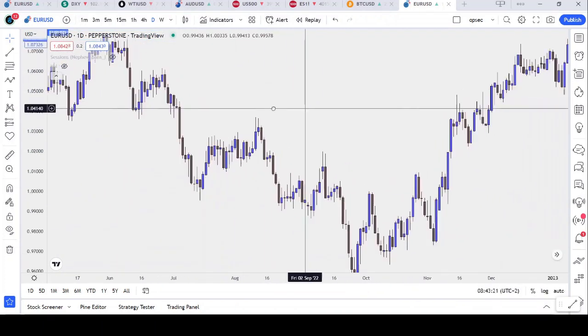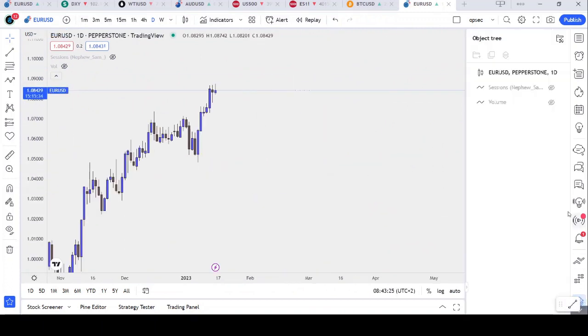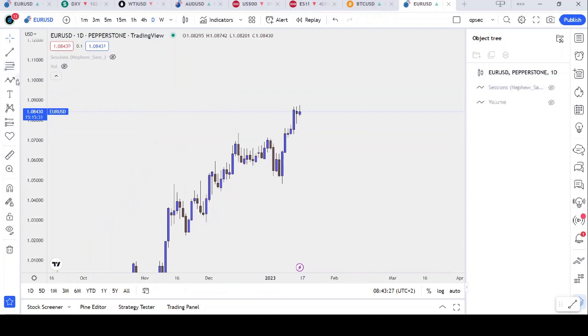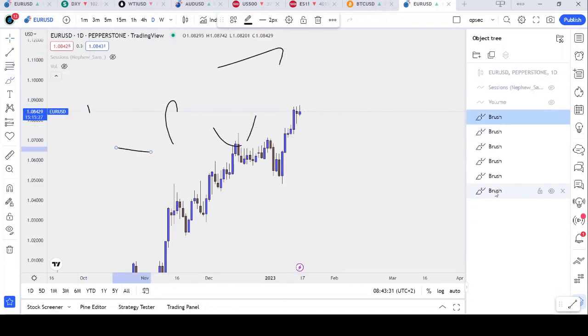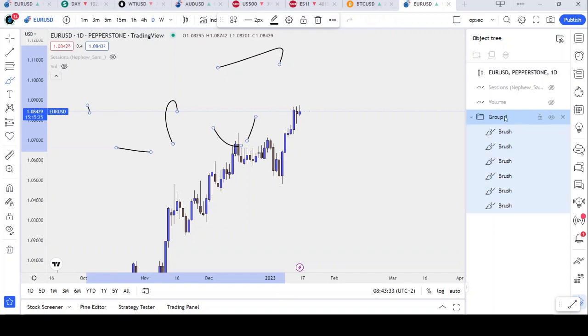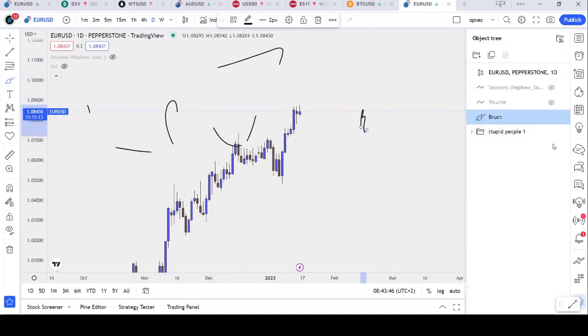Okay. Also, something you might enjoy using is the object tree over here. So let's just say I do a bunch of these, I want to put these in a folder together. I will call this stupid people 1. And then I can make it visible or invisible. I can draw something else. I can make these invisible, these stupid people.